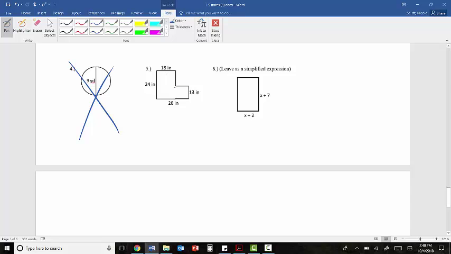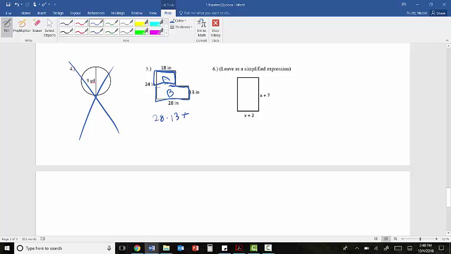Number 5, there's 2 ways to do it. You can break it going left to right or up and down. I'll just go left to right for now because I feel like that. So you have 2 rectangles. You have this one, which we'll call section A, and we have this one, which we'll call section B. So B's dimensions are going to be 28 and 13. A's dimensions, you got to be careful.